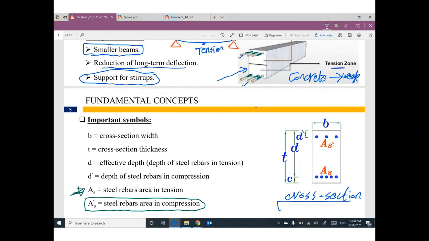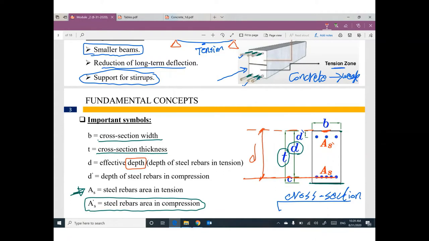The total height of this cross section is called T, the total thickness or height of the cross section. We have width B, the cross section width. We have something called D. D means depth of the steel reinforcement in tension, so the distance between the center line of this reinforcement to the top of the cross section. This term is very important. D, the depth or effective depth, is the distance between the top of the cross section to the steel reinforcement in tension.